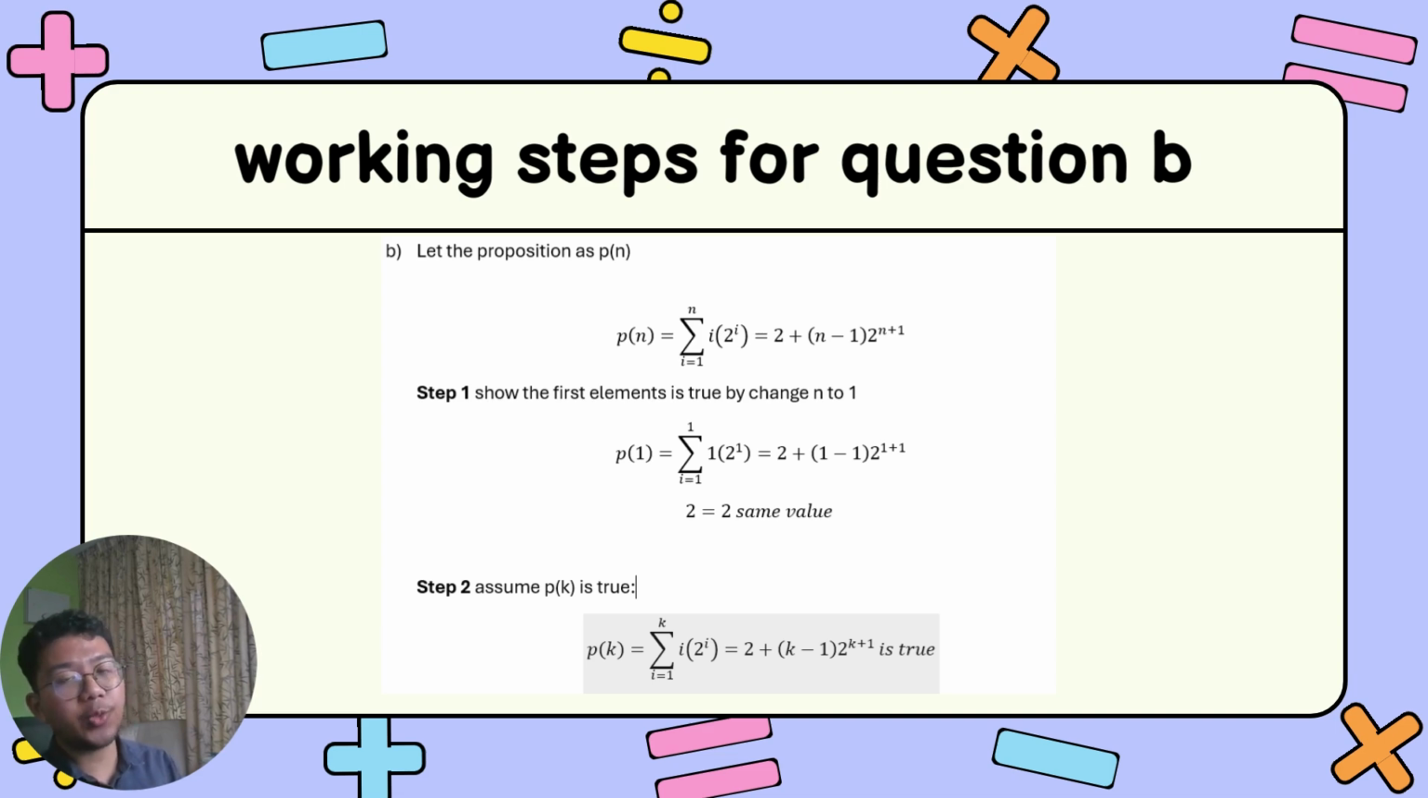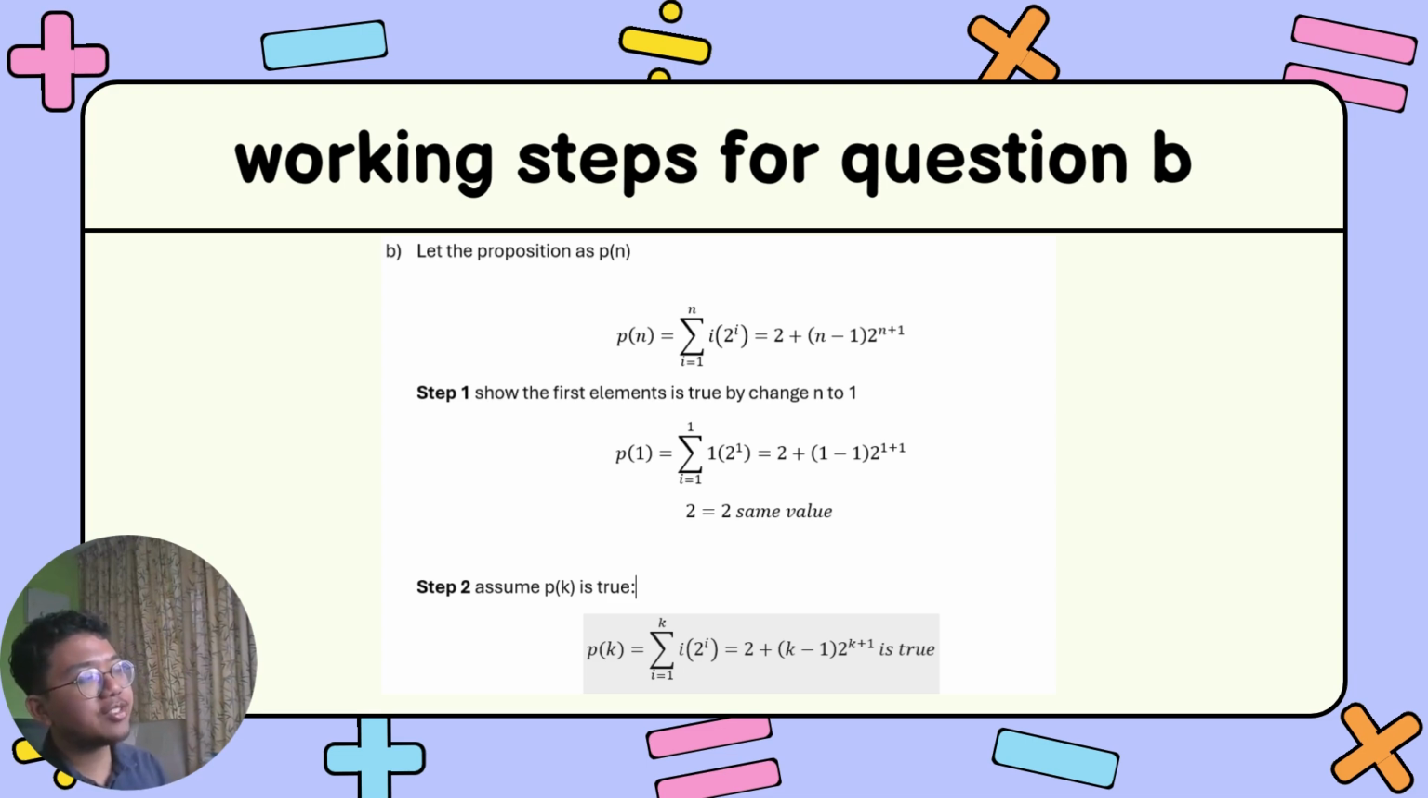Before we move to the steps, first we need to let the proposition be P(n), which turns the following statement into P(n) equals the summation from i equals 1 until n, i times 2 power of i, equals 2 plus (n minus 1) times 2 power of n plus 1. So for the first step, we need to show the first element is true by changing the n value into 1. So it will be true, as you can see here. It becomes 2 equals 2, which is the same value. If it's not the same value, then it is not true.